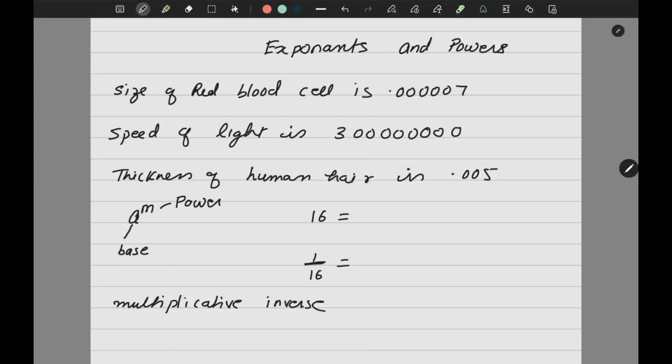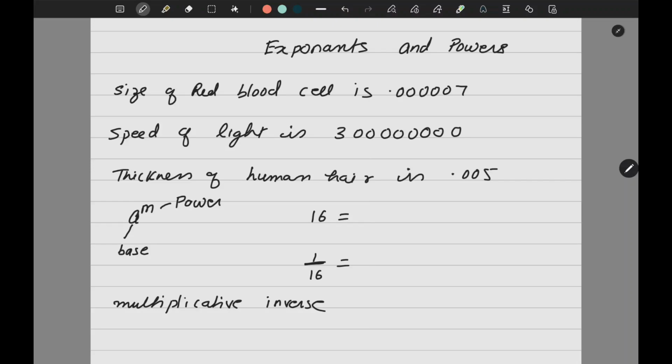I will suggest all of you to sit with paper and pen. Better take a notebook and pen. Whatever questions I am doing, you do along with me, or you do and then check your answer, so that it will be a quick revision of exponents and powers.